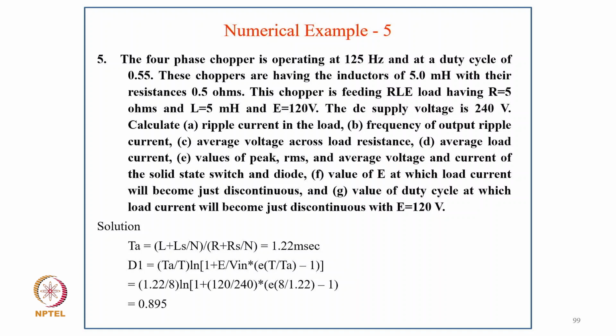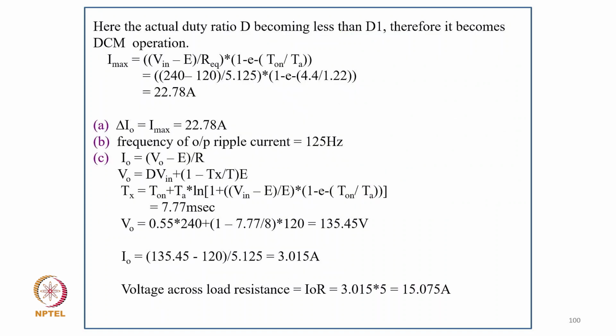So calculating the equivalent tau, putting the value, (Ls plus Ls upon N) divided by (R plus Rs upon N), it's 1.22 millisecond, and D1 typically comes here 0.895. So hence the actual duty ratio is less than D1. Therefore, it becomes DCM. So I max calculated from the relation comes 22.78, and delta I equal to I max in discontinuous mode, it comes 22.78, and frequency of output ripple is 125 Hz.